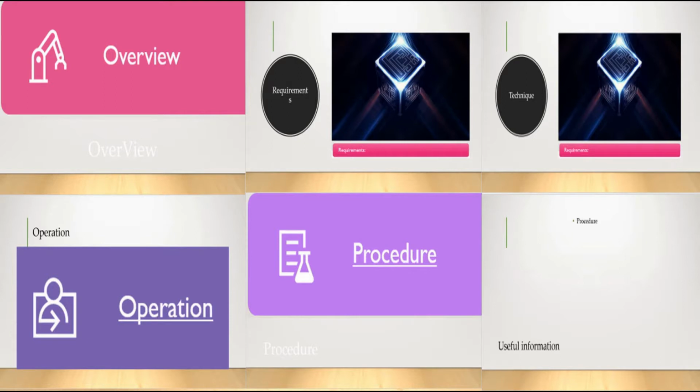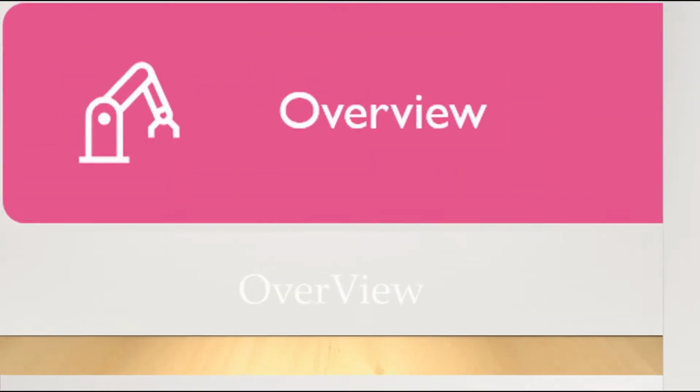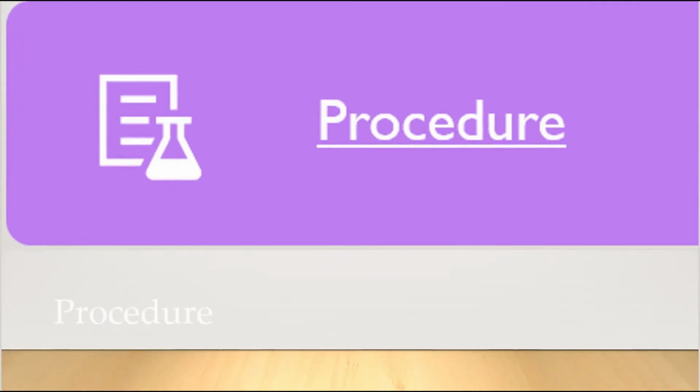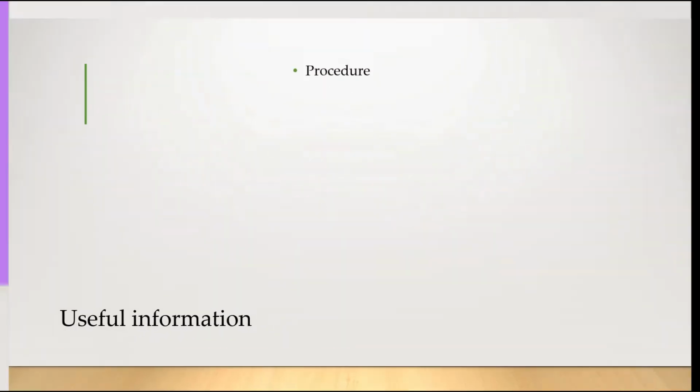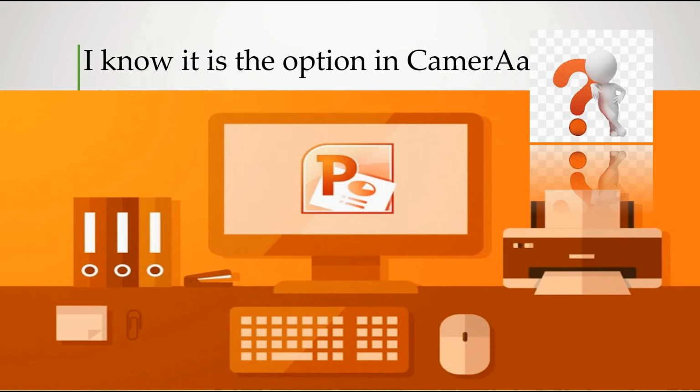For example, these are the 6 options I am supposed to present: overview, requirement, procedures and so on. How it comes. Right? You can see them one after another. It looks very technical and very good to see. I have not given any time specification. While explaining, I will tell you all those things.